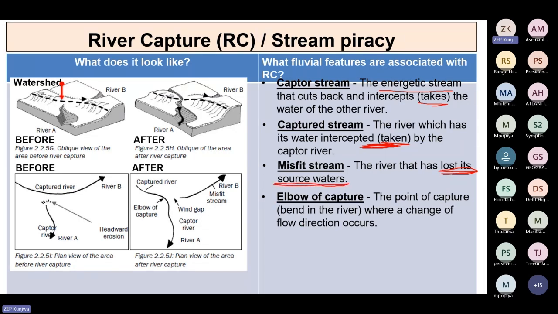And then the elbow, it is a point where the capture occurs, or it is a bend in the river. I think this one is an easier one for you guys. It is the bend in the river where the change of direction of flow occurs, where river A used to flow to that direction, but now the new direction has been taken after the process of the capture. So this point here, this change, that is where your elbow is.